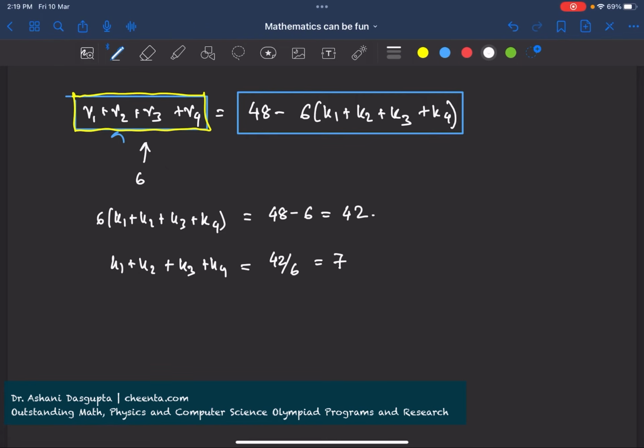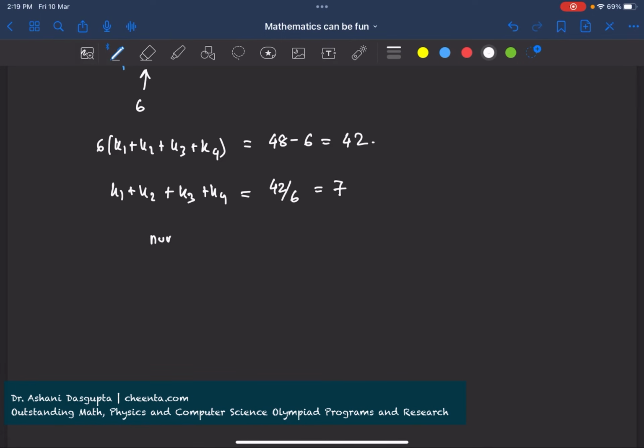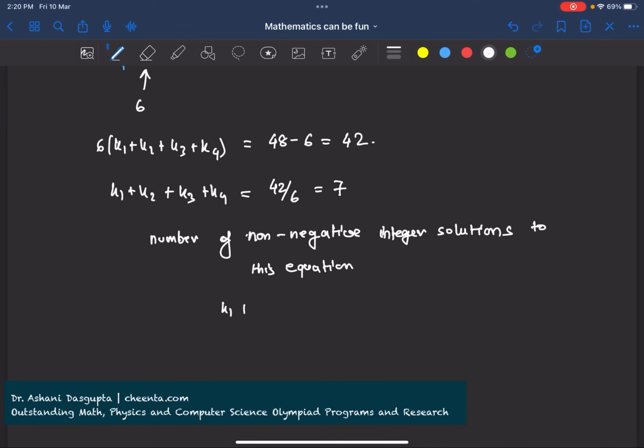So we want the number of non-negative integer solutions to this equation. What equation? Well, K1 plus K2 plus K3 plus K4 equal to 7. Now this is where I'll be using the stars and bars method.